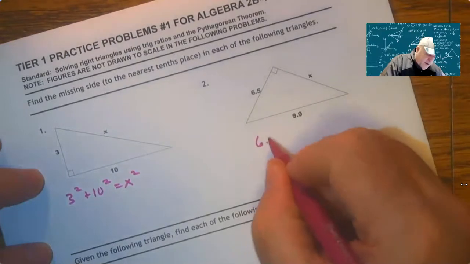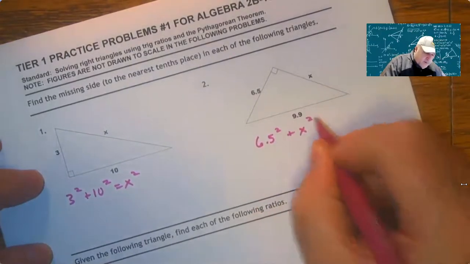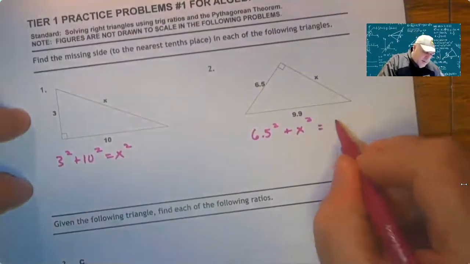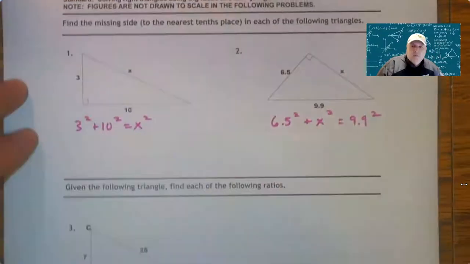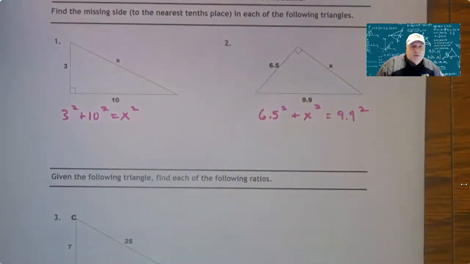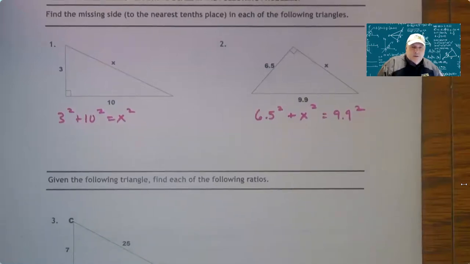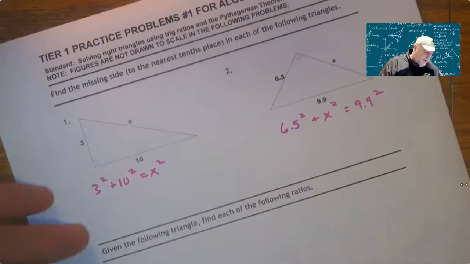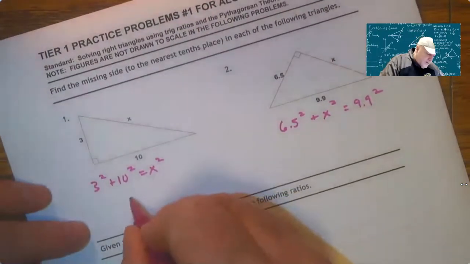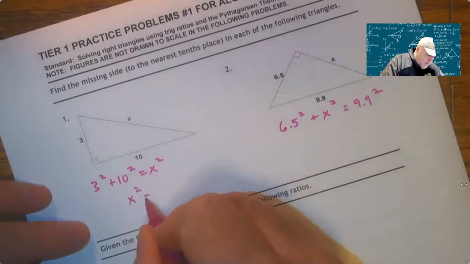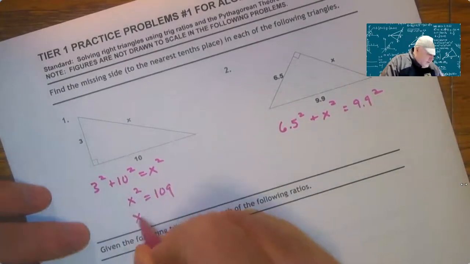So 6.5 squared plus x squared equals 9.9 squared. And then you are doing the work, okay? Crunching those out, getting x squared on one side, and then square rooting that answer to see what you get. So this would be x squared is 109. So x is 10.4.